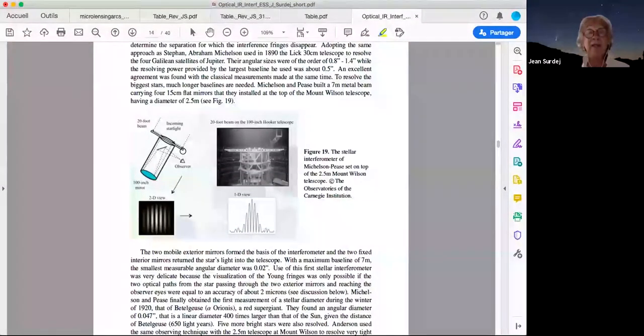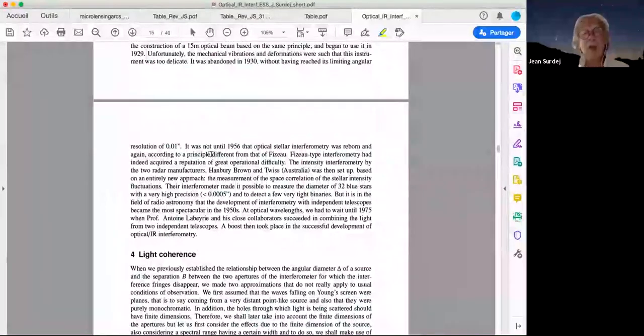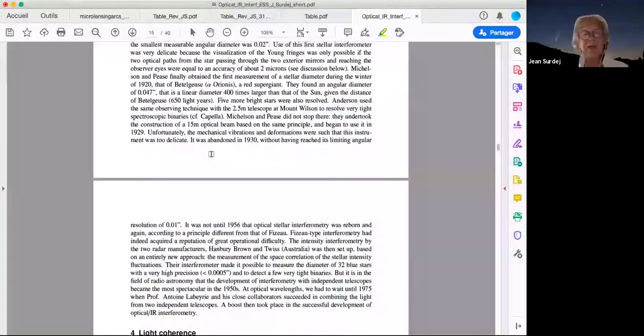And indeed, this was the first star they could resolve. So the angular diameter they measured was 47 milliarcseconds, which was, of course, a fantastic result. Today, if someone had achieved such a novel measurement, he would have got the Nobel Prize, of course. Okay, so that's all as far as I'm concerned.